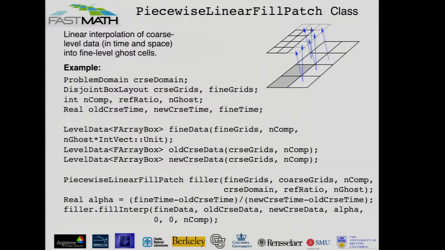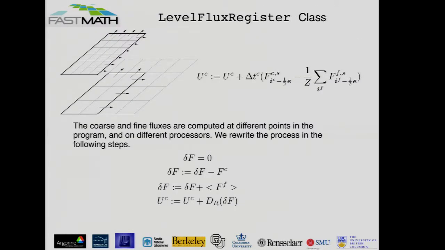Okay. We can go over this because we have already talked about it. The class that does the interpolation for filling up a patch is the piecewise linear class. But then this is the interesting one. This is the level flux register class, which ensures that the fluxes are all consistent at fine-coarse boundaries.